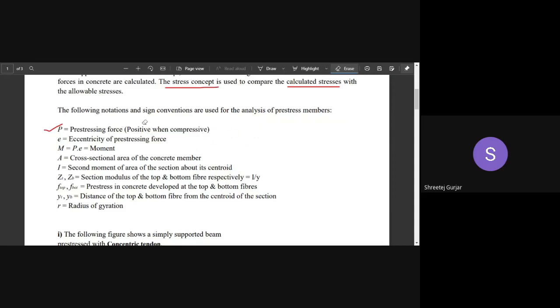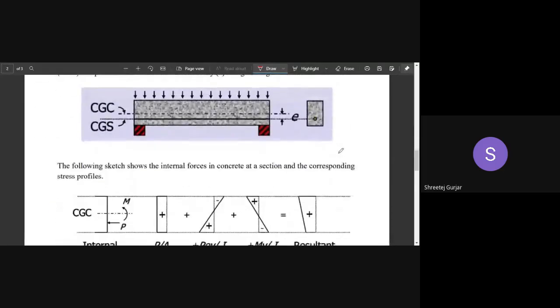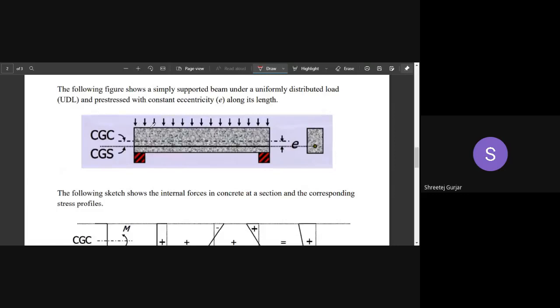So that is the main sign convention which we will be using throughout this syllabus. The second thing, eccentricity. Eccentricity is denoted as small e. The letter small e is used to denote eccentricity in your pre-stressing force. If this is your CGC, which is CG for your concrete, and if this line represents the CG for your steel, it is usually denoted like this, CGS and CGC. So you can see here, this is your concrete element, right?